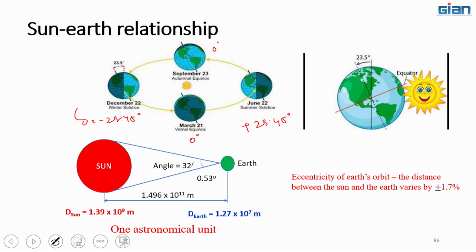Okay. So for March and September it is 0, and then for December and June it is 23.45 in magnitude. Okay. So it always subtends an angle of 23.5 degree. This is known to you, right? It's not something like it is at 0 degree, it is rotating. So this information is required.